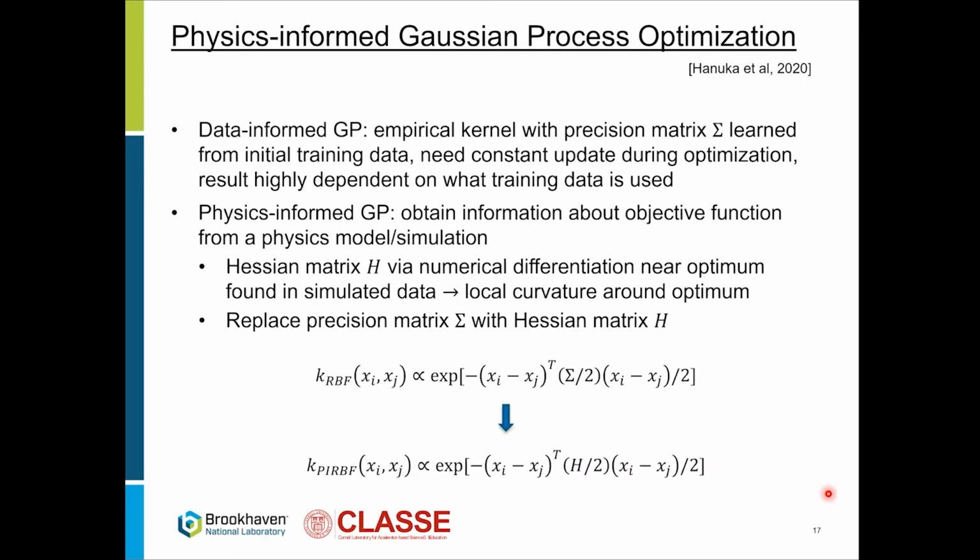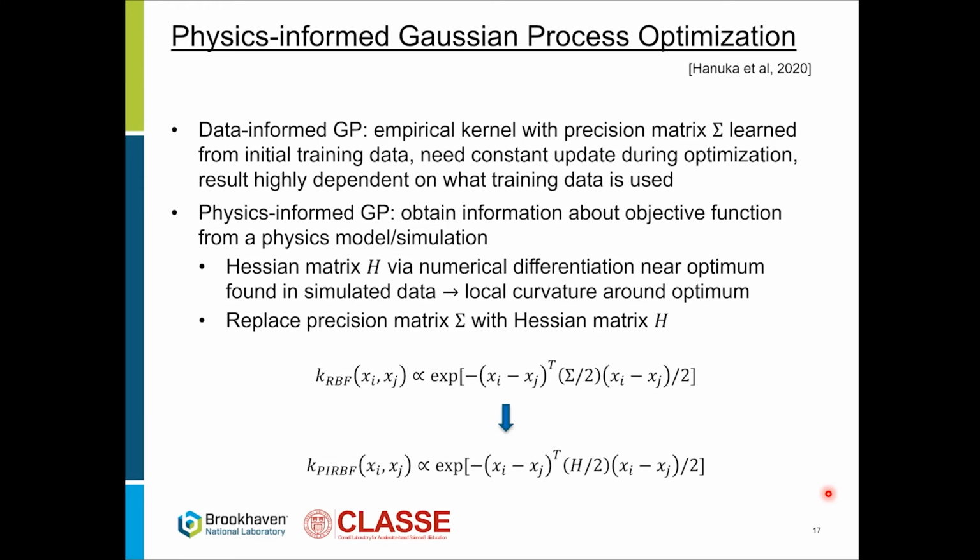Okay. So here is a comparison between the normal method that we use in the experiment, which is called the data-informed method. In the data-informed method, the kernels are empirical, so they're calculated directly from the initial training data we provide, and they need constant updates during the optimization process. This result will highly depend on what training data you provided to the model to begin with. So if you didn't provide a very representative data set, then the model will get a wrong idea of how the overall objective function behaves, and you will not get good optimization results.